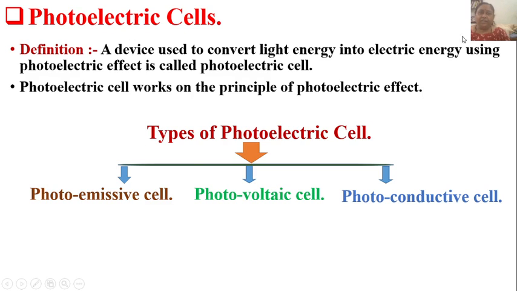Now, photoelectric cells. It is defined as a device used to convert light energy into electrical energy using photoelectric effect is called photoelectric cell. Now, photoelectric cell works on the principle of photoelectric effect. Types of photoelectric cell. First is photoemissive cell, second is photovoltaic cell, and third is photoconductive cell.